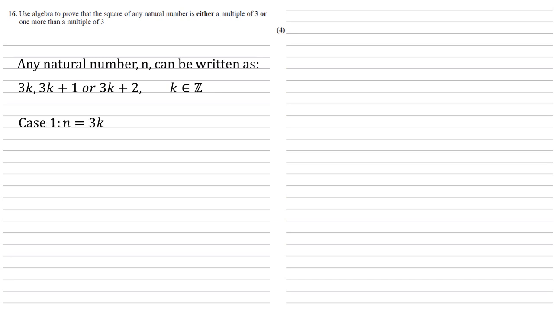So case one, n equals 3k. So n squared is 9k squared, which is the same as 3 lots of 3k squared. Therefore, it must be a multiple of 3 because we've got 3 times an integer.